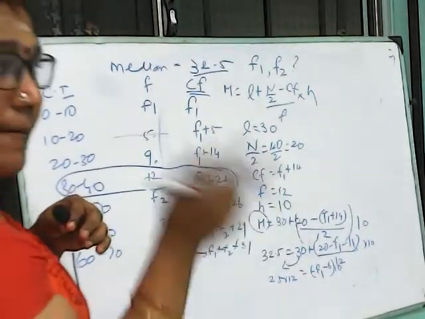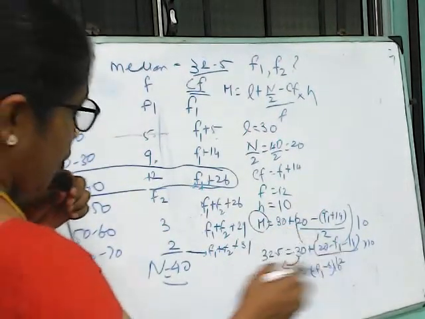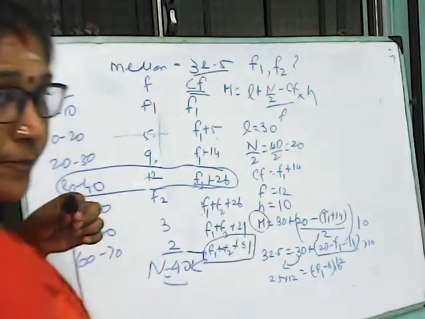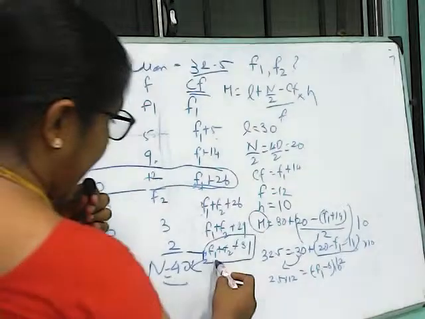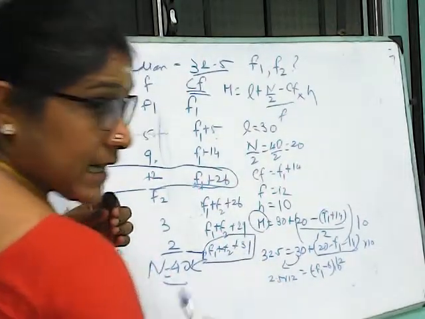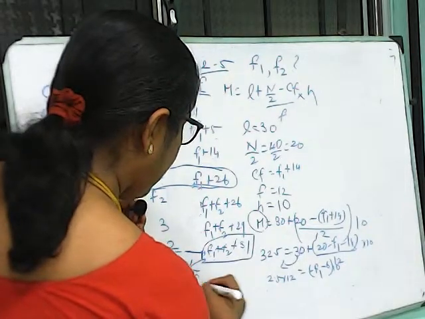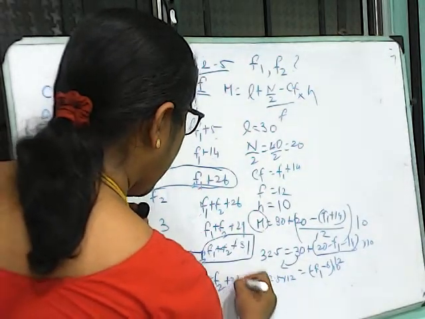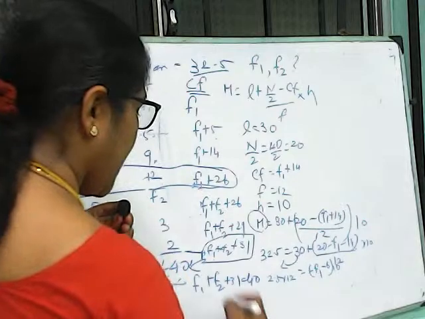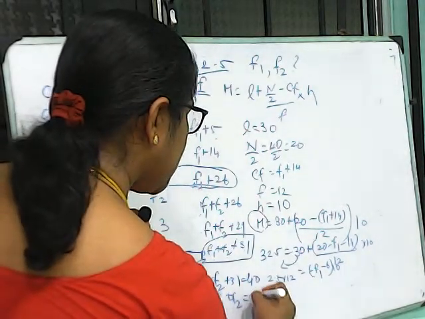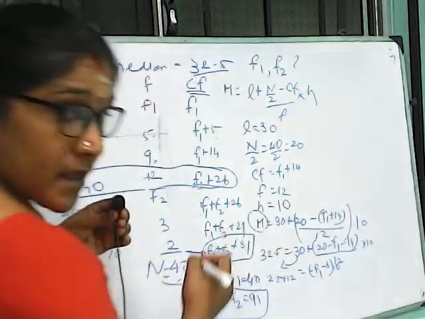So F1 is done. Now how to find out F2? You know the last value will be your n value. The last value here is F1 plus F2 plus 31. What is your n value here? 40. So F1 plus F2 plus 31 equal to 40. Now what will be F1 plus F2? F1 plus F2 is equal to 40 minus 31, which is 9.